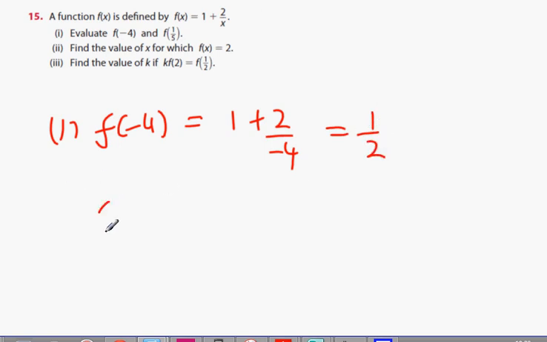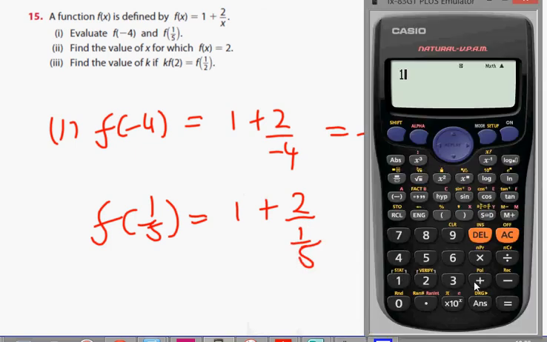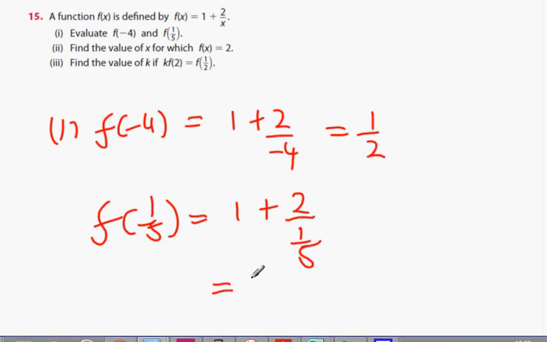What about f of a fifth? 1 plus 2 divided by a fifth. 11. How many people got the 2 there now? I'd expect most of you to know how to use a calculator and just put it in and get the answer out.